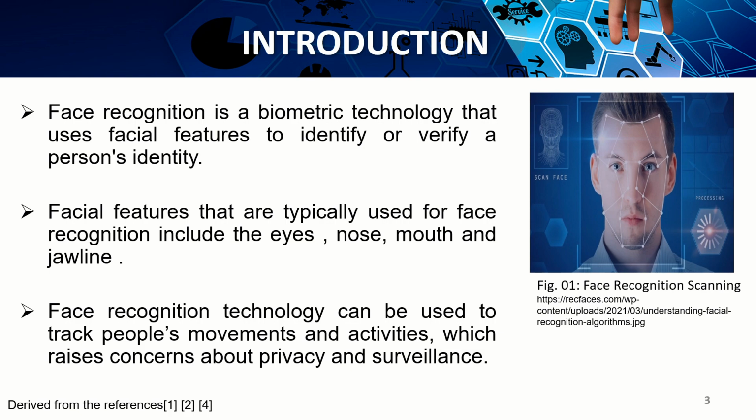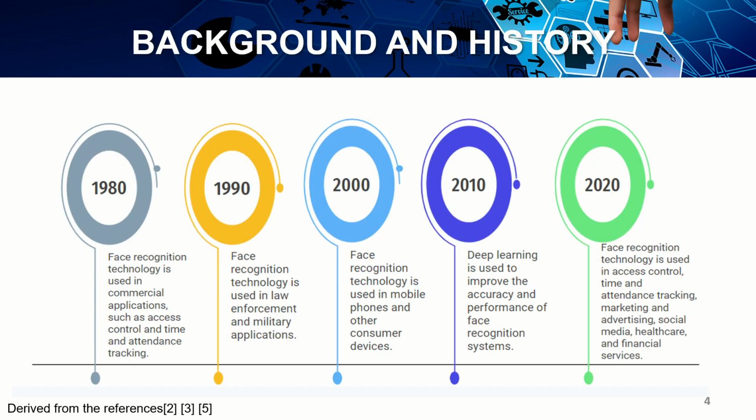Moving to the introduction, face recognition technology is a biometric technology that uses facial features to identify or verify a person's identity. Facial features that are typically used for face recognition include the eyes, nose, mouth, and jawline. Face recognition technology can be used to track people's movements and activities, which raises concern about privacy and surveillance. Face recognition technology is a powerful tool that can be used for a variety of purposes such as security, law enforcement, and customer services.